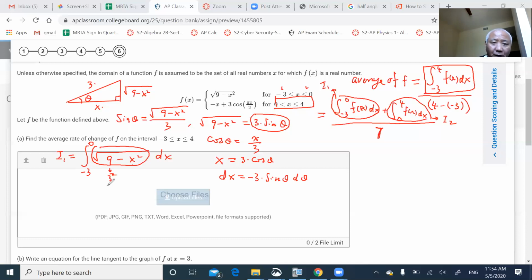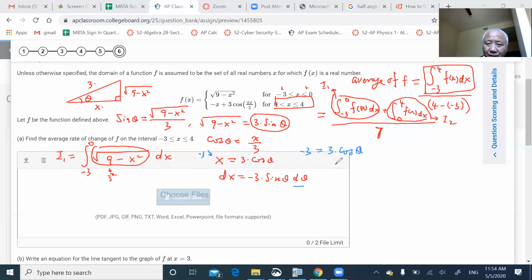Just be careful when x equals -3 here, and use different colors so we can tell. So if this is -3, then when we do the substitution, we change the variable x to theta and the dx to d theta, but we also change the boundary. So let me prepare the boundary first and put it back one time. So x is -3, and we have -3 equals 3 cosine theta.